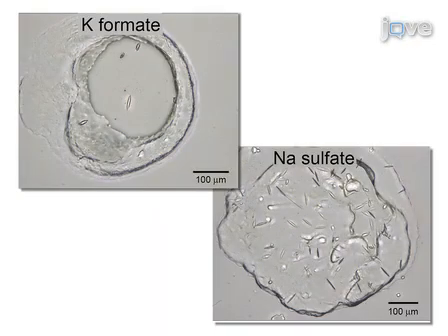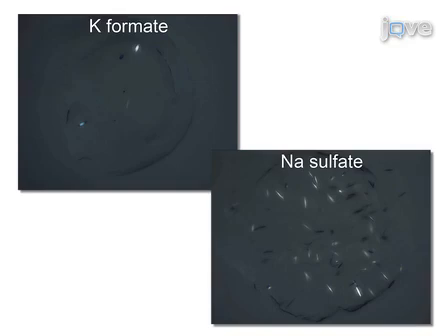Further optimization of precipitant conditions yielded diffraction quality crystals. Here, the images of crystals grown in the presence of sodium sulfate and potassium formate are taken in the bright field mode. The same crystals can also be viewed using cross-polarizers.